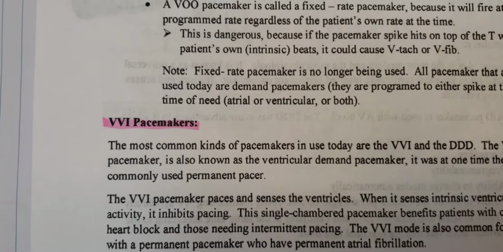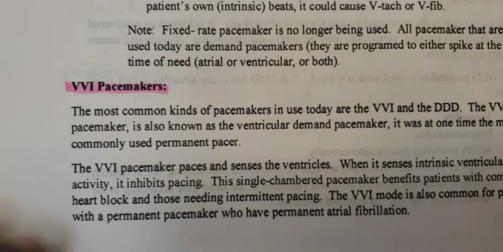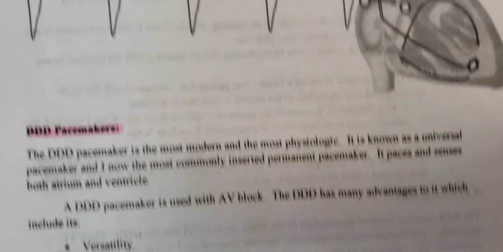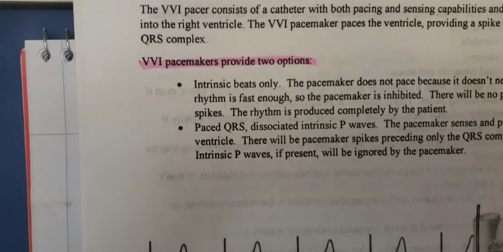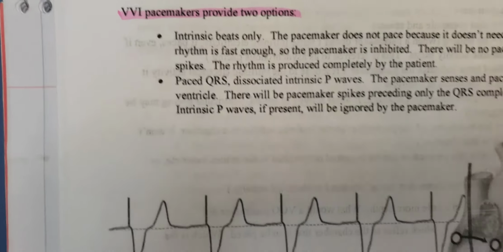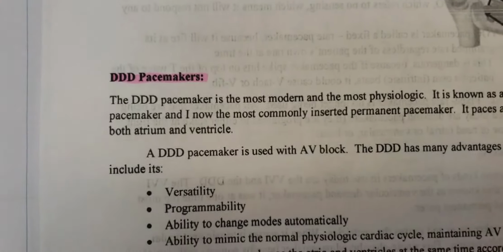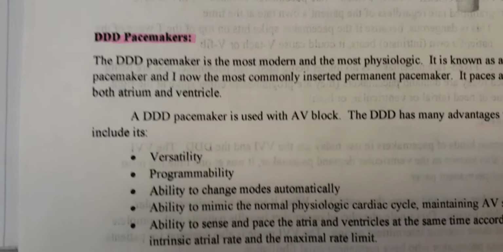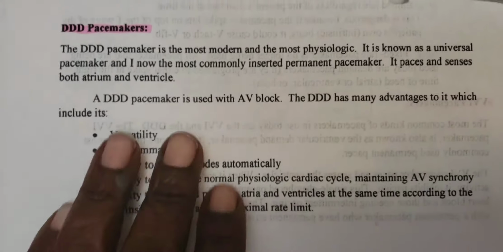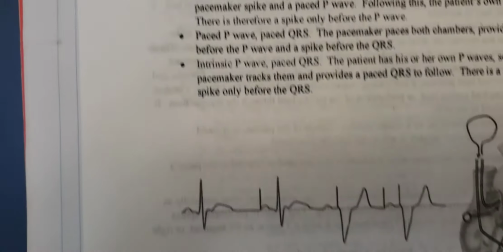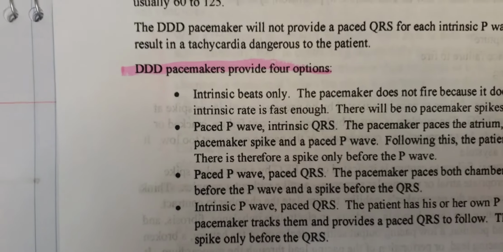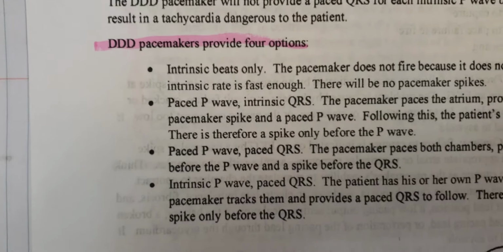Make sure you know what VVI pacemakers are and what they're used for and why would you get a pacemaker. Know what the options are for getting a VVI pacemaker. Make sure you know what a DDD pacemaker is and what they're used for, and that when you're getting a DDD pacemaker, that it provides 4 different options.